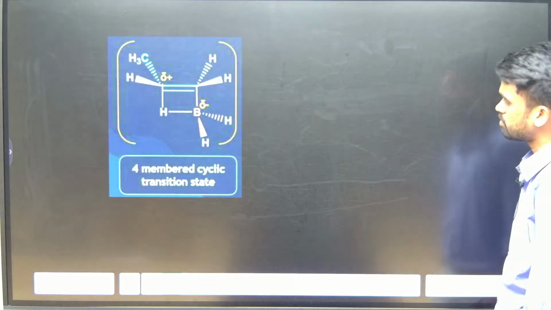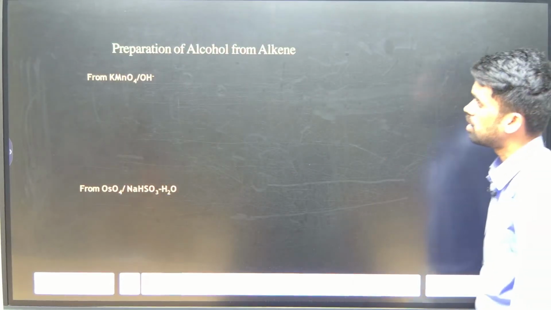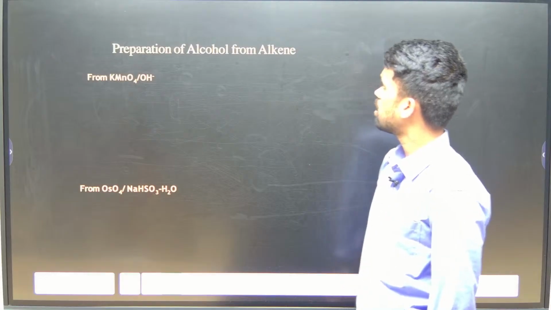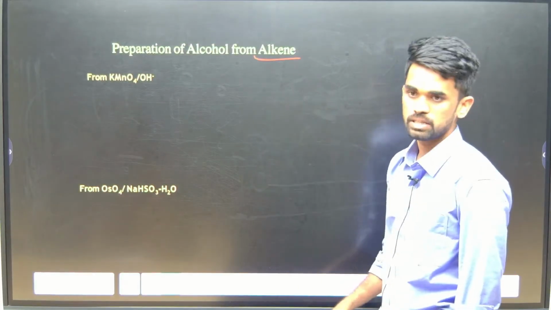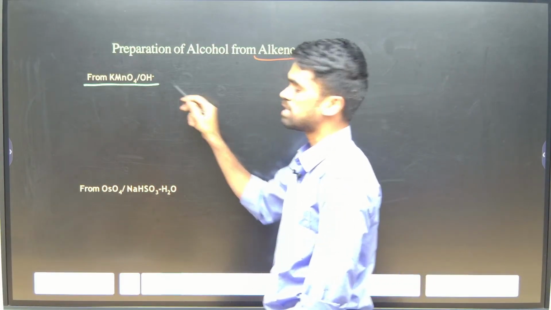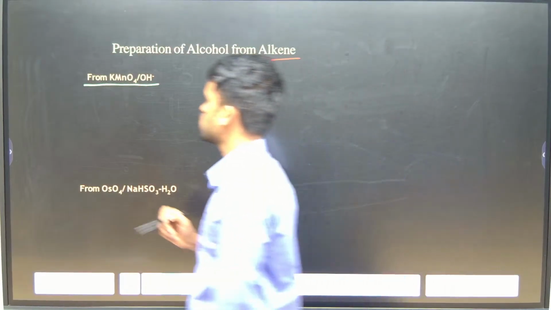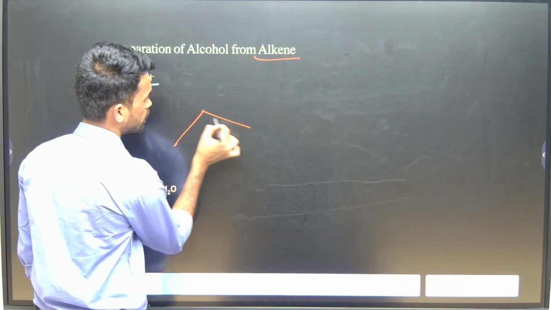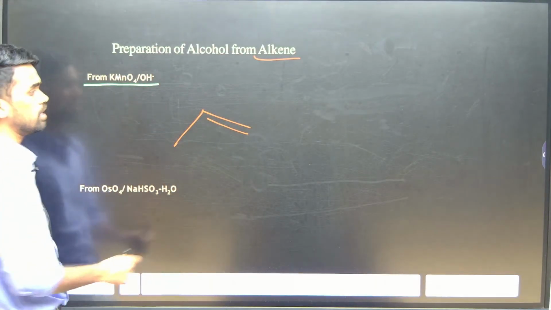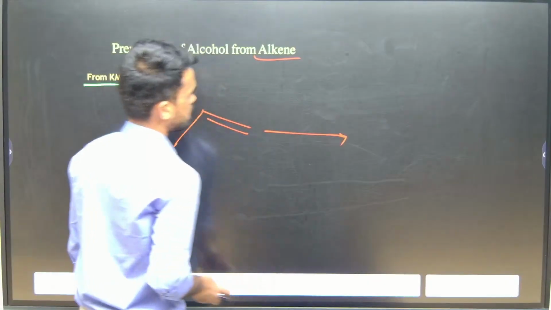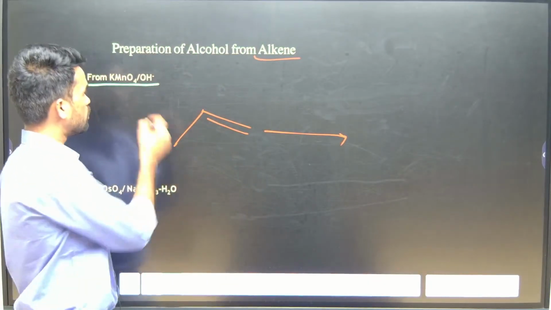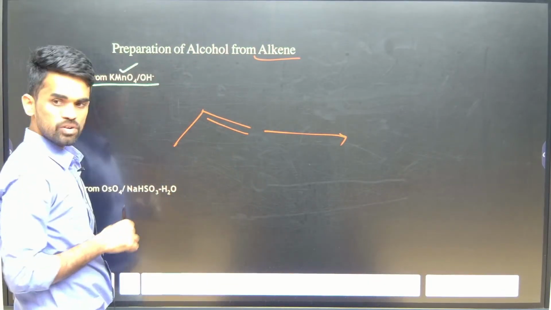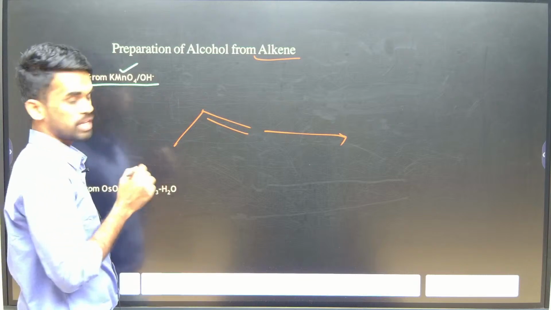The next one is the preparation of alcohols from alkenes using KMnO4. What this KMnO4 will do here is, you just remember, whenever there is a double bond, treat it with Baeyer's reagent. What is this Baeyer's reagent? Baeyer's reagent is nothing but KMnO4 only, but dilute KMnO4 here.